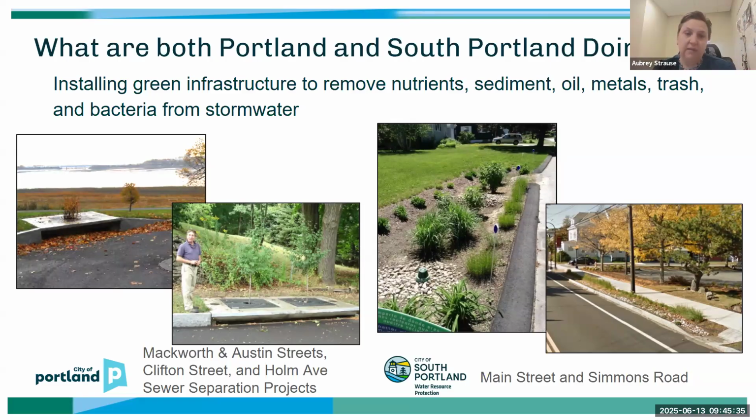Those are ways that we will treat those separated areas. So, treat the stormwater that previously was going into the combined system. Similarly, on the right-hand side, you'll see two projects that South Portland has done.